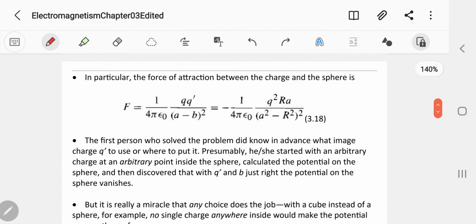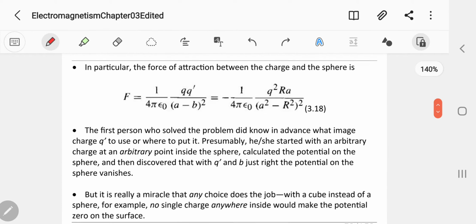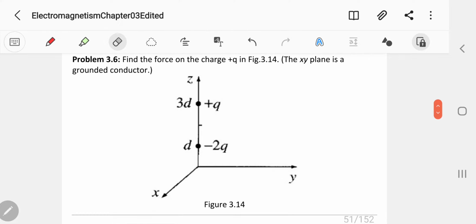So the force between two conductors is, of course, this one here: q times q prime over the distance between them, a minus b, squared. That's the force. And of course the energy would be only outside, because inside the electric field is 0. There's no energy there.